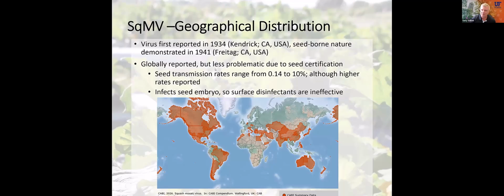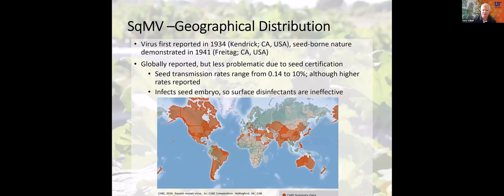Of course, it was more problematic a number of years ago, but it's become less problematic just due to seed certification practices. But some studies have found that seed transmission rates can range anywhere from 0.14 to 10%, and even higher rates have been reported, up to 94%.